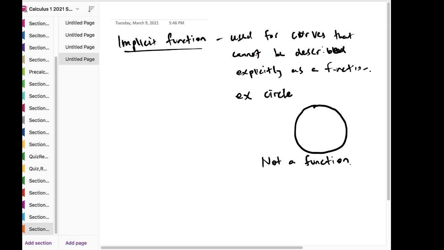Not the horizontal line test. That's the one-to-one test. It's the other one. Yeah, vertical. Where you have two y's. You have two y values for the same x value.